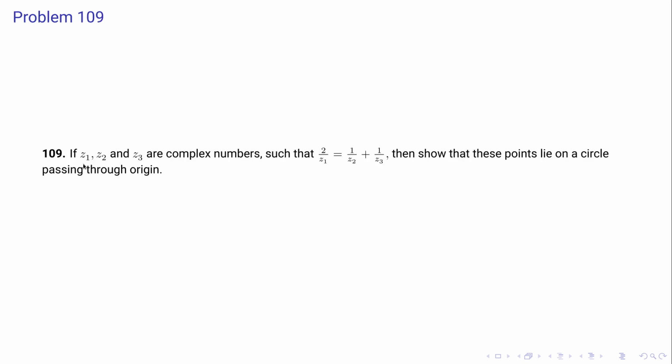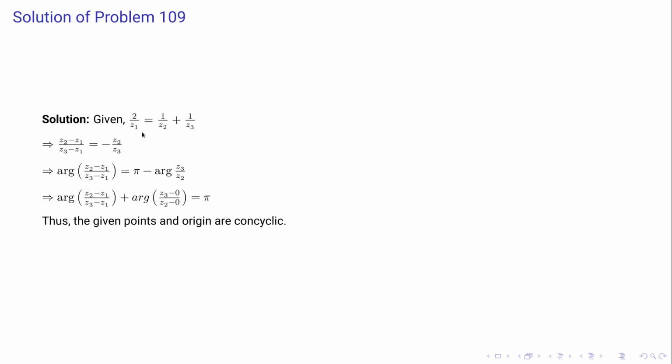Problem 109 says that if z1, z2, z3 are complex numbers such that 2 by z1 is equal to 1 by z2 plus 1 by z3, then show that these points lie on a circle passing through origin. So what this essentially means is these 3 points and origin, the 4 points form a cyclic quadrilateral. So we are given that 2 by z1 is equal to 1 by z2 plus 1 by z3.